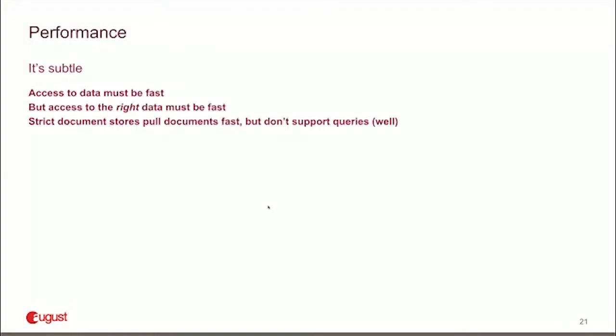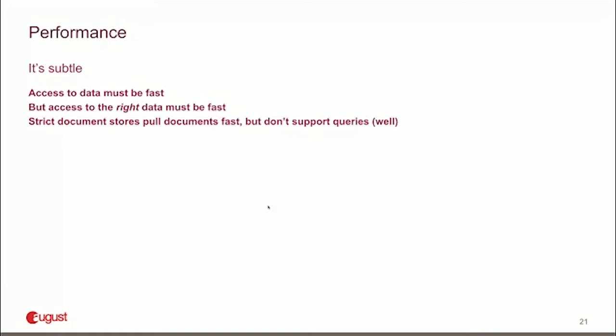As far as performance goes, it is kind of subtle. You've got to have access to the data. You've got to have that be very fast, but you need access to the right data. Any key value hash system will get you fast access to data, but if you want to know which data you want, you've got to get it all out and look at it. So that doesn't work. You need to find something that's a balance. There may be certain things that you really can just store by a key value, like information around the user. If you already know the user, then that's easy.